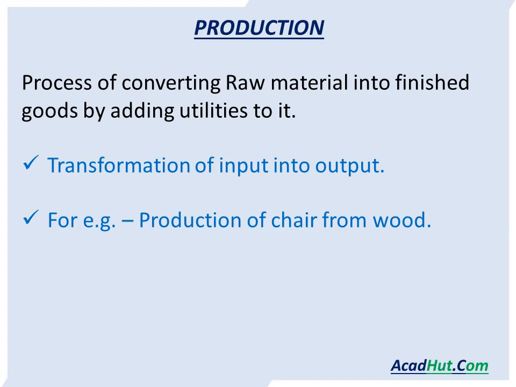Utilities mean satisfaction. By adding some satisfaction into the raw material, we can make its sale easier. So you can also say transformation of input into output. For example, production of chair from wood. So this is the meaning of production.